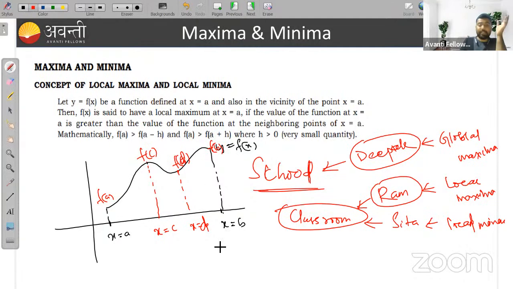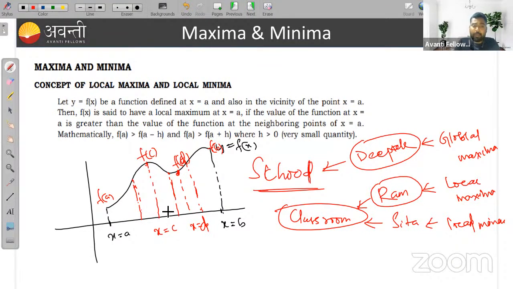So we can say that f of c is the local maximum. Why? Because in its locality f of c is maximum. But we can also say f of d is minimum, because in the locality of x is equal to d, f of d is the local minimum, right? So we can say local minimum is f of d, local maximum is f of c.